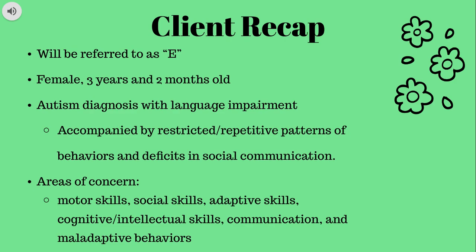For this presentation, we will be talking about my client E. She is female. She is 3 years and 2 months old. She was diagnosed with autism spectrum disorder and she also has language impairment. That diagnosis is accompanied by deficits in social communication and restricted and repetitive patterns of behavior. Some areas of concern noted by parents and staff are motor skills, social skills, communication, cognitive intellectual skills, adaptive skills, and the presence of maladaptive behaviors.